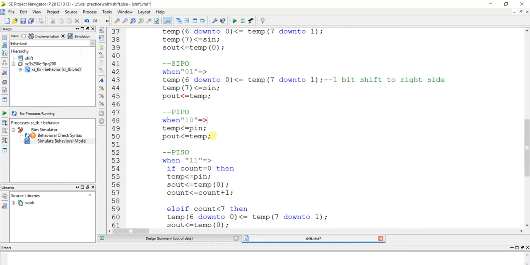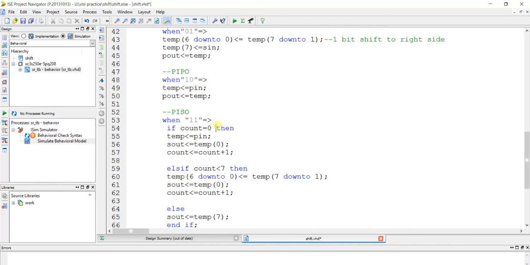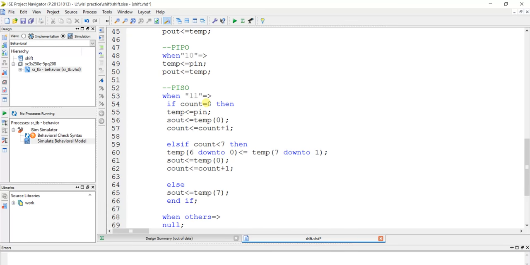In parallel input parallel output, you can directly give your parallel input to your parallel output. Else you can give parallel input to temp and you can give temp to your parallel output variable. And this is the third mode, and the last mode is parallel input serial output mode. In this mode, when your mode bits are 1 1, you are using this mode.